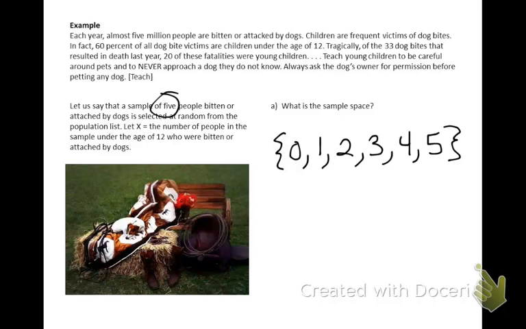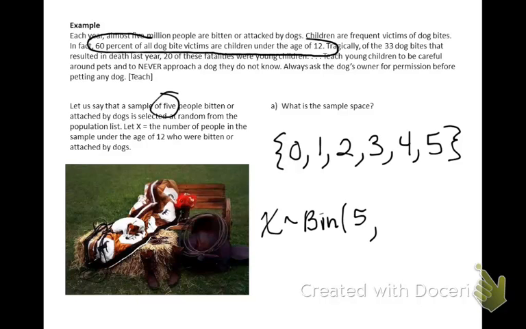We could also go ahead and fill out notation. We're aware that this does satisfy the binomial criteria, and we already knew the sample size, n, was 5. We now can also find the value of p. Coming up to this paragraph, it says 60% of all dog bite victims are children under the age of 12, so we know that p equals 0.6.